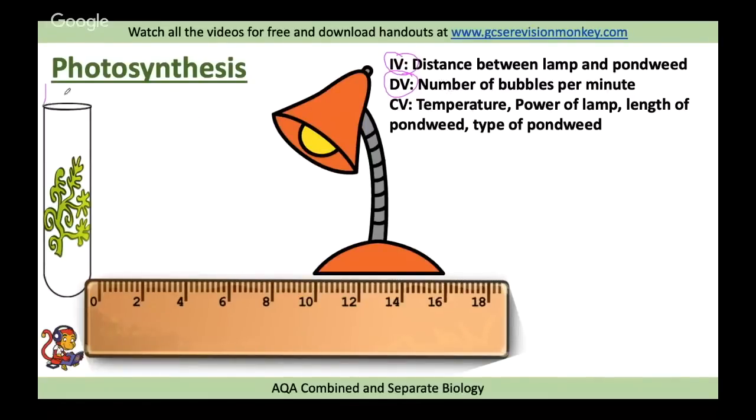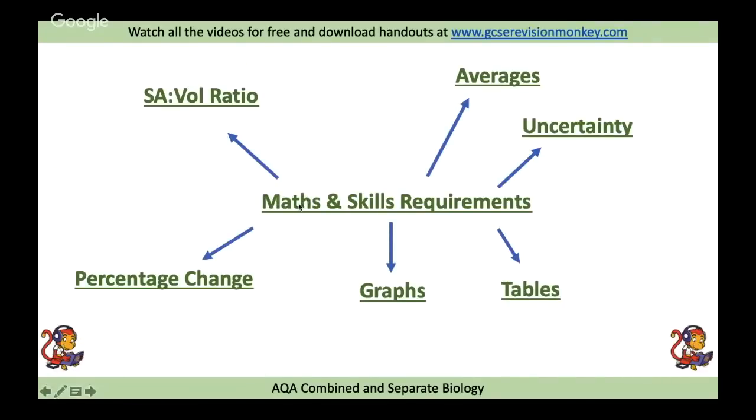You could have, if you wanted to, and you may see in the exam, a gas syringe attached to it. And rather than measuring the number of bubbles per minute, you may well measure the volume of gas produced. The control variables then, temperature, power of the lamp. So you might want to stick with, for example, a 40-watt lamp, the length of pondweed and the time of pondweed. And you start at a certain distance, count the number of bubbles per minute or the volume of gas produced per minute. And then you would do that at a closer distance as you move the lamp and so on and so forth.